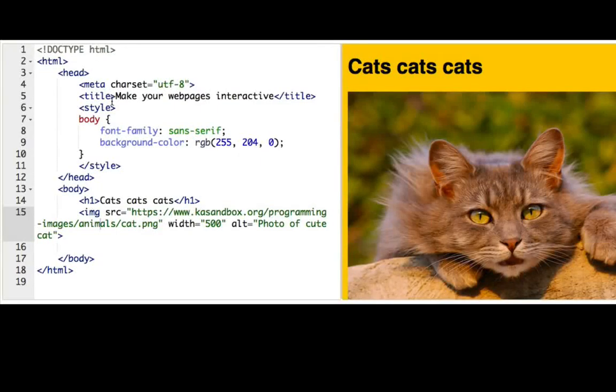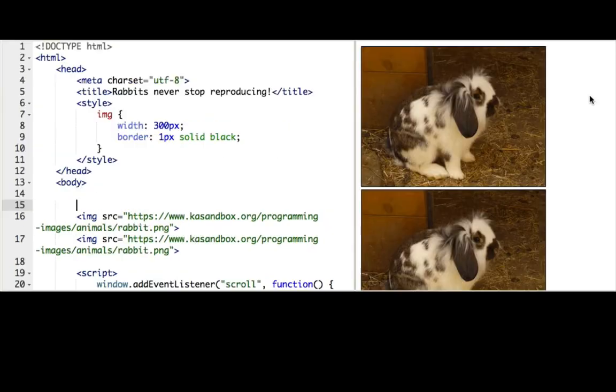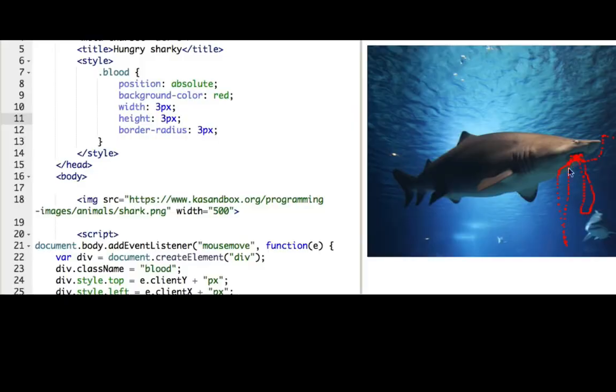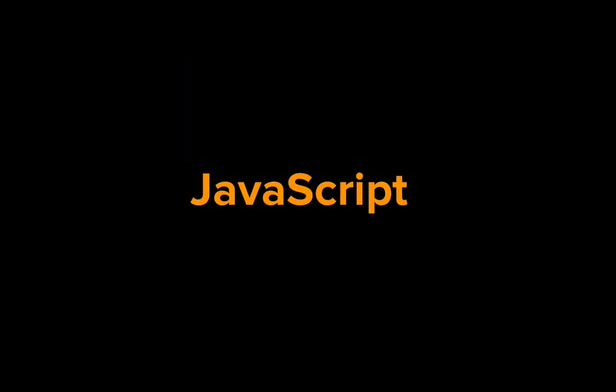In this course, you're going to learn how to make your web pages interactive. You'll start with simple HTML, CSS web pages, then add JavaScript to change them, like to make a word game, a slideshow, an infinitely loading gallery, or a drawing app. You can make pretty much anything you've seen on the web. We'll be using the language JavaScript to do all of that.